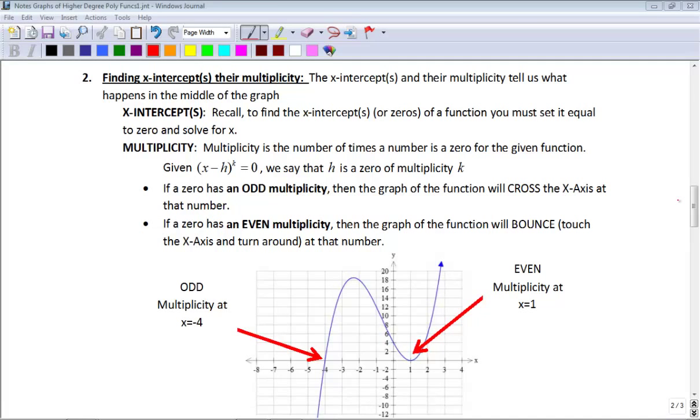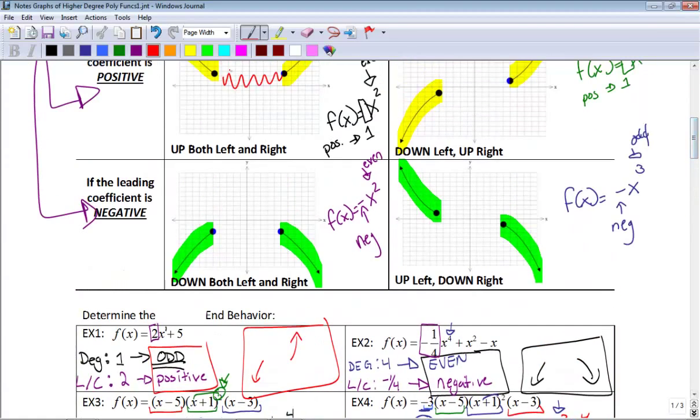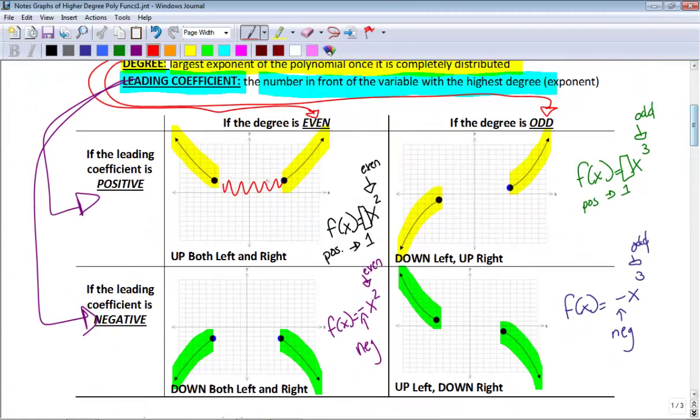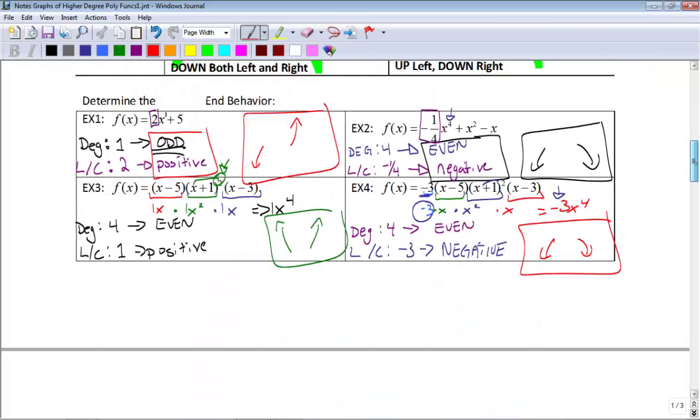All right, let's look at finding x-intercepts and the multiplicity of the intercepts. So x-intercepts and multiplicity of the x-intercepts, what they're going to do when we're graphing higher degree polynomials is tell us what happens in the middle. Remember, end behavior told us, okay, this is what happens at your ends. You're going to look like this. But we had no idea what was going on in the middle here, right? Well, the x-intercepts, the y-intercepts, they're going to give us that information.